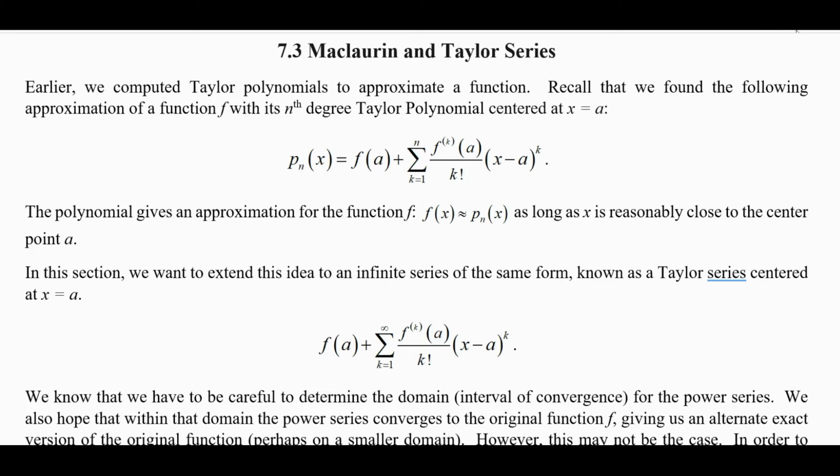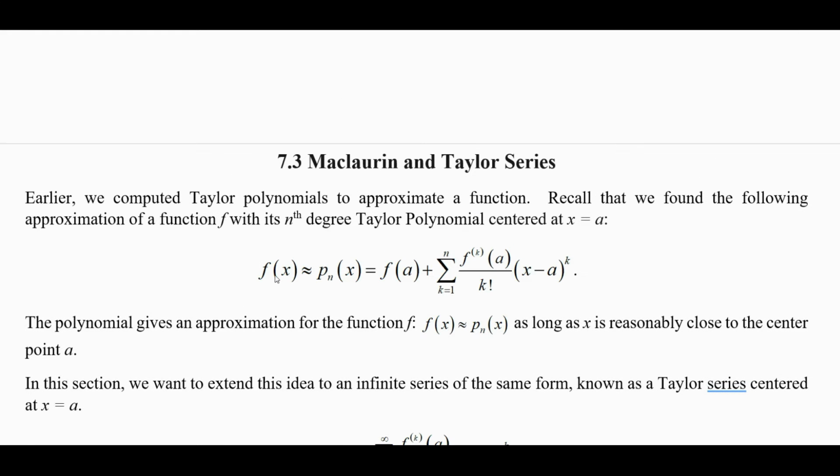So our function f of x was approximated by this nth degree Taylor polynomial p sub n of x, which was f of a plus the sum from k equals 1 to n of the kth derivative of f at a, divided by k factorial, times x minus a to the k. Counting the constant term, there are n plus 1 terms there. An nth degree Taylor polynomial centered at a.